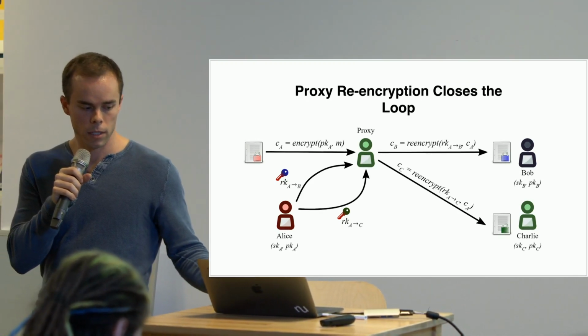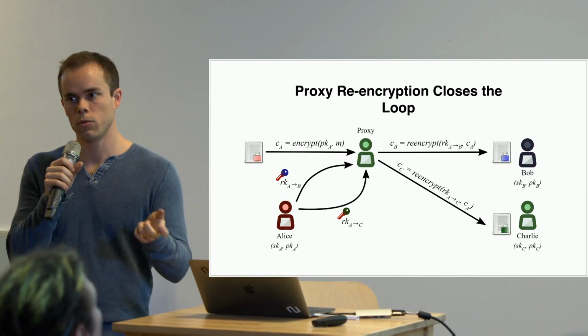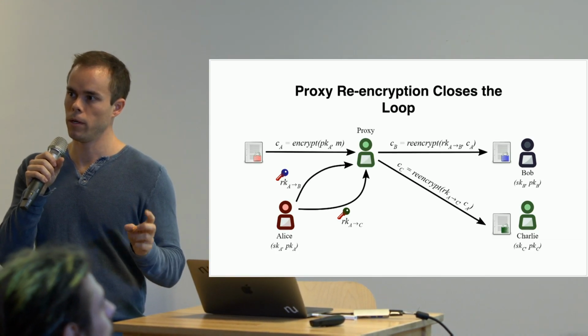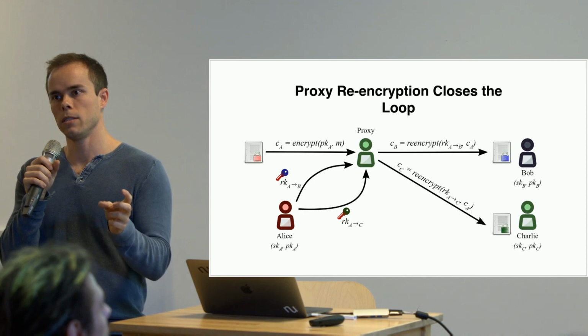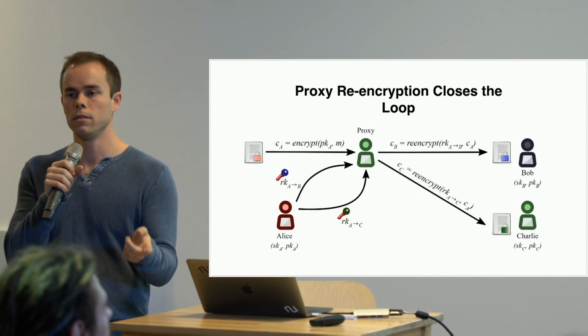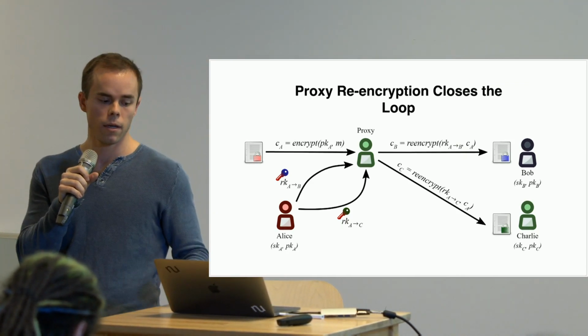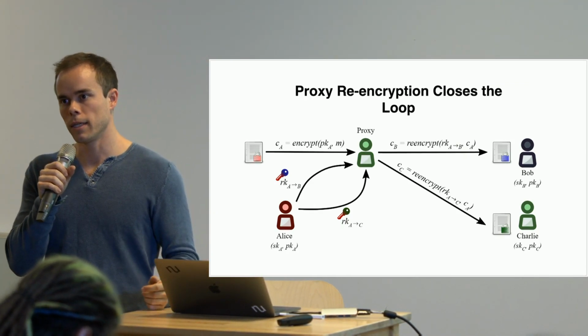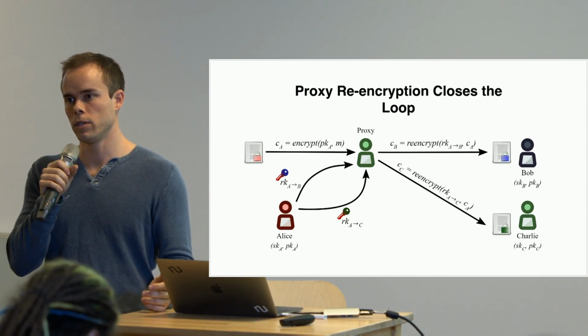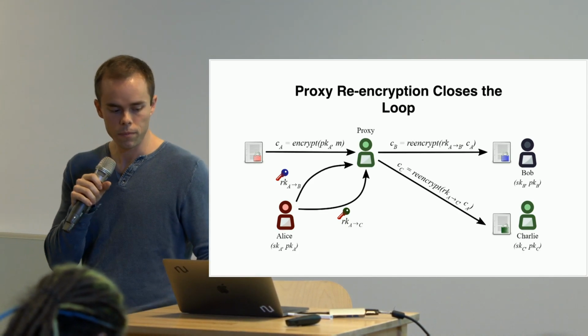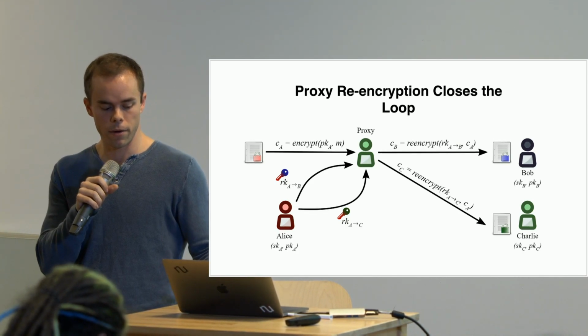And the magic of proxy re-encryption is that this re-encryption happens without ever decrypting in the middle. So the proxy only sees data that's encrypted for Alice, does the re-encryption. It only sees data that's encrypted for whoever the recipient is. So the proxy never sees the plaintext data. Whatever storage layer Alice is using to persist the data never sees the plaintext data either.